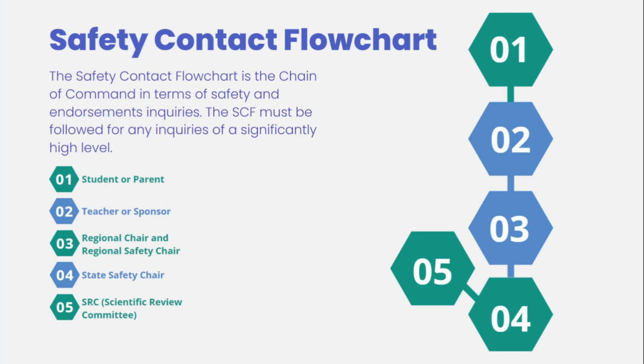Each of these levels indicates that one level has to contact the next in order to make another contact with the next. So as a student, you would have to talk to your teacher or your sponsor, who would then talk to your regional chair and the regional safety chair, who would then talk to your state safety chair, who would finally communicate with the SRC.